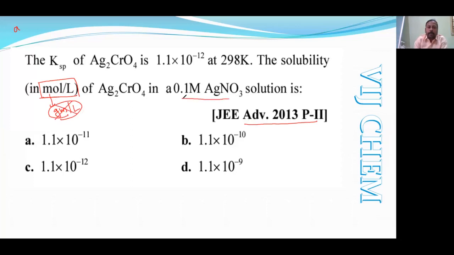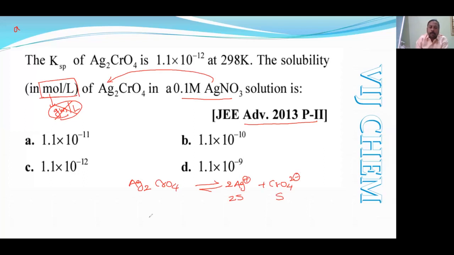But it is common ion effect. So this silver is going to show the common ion effect with the Ag2CrO4. I'm writing the hint here so that you can try. Ag2CrO4 reversibly gives 2Ag plus and CrO4 2 minus. So this is 2S and this is S.